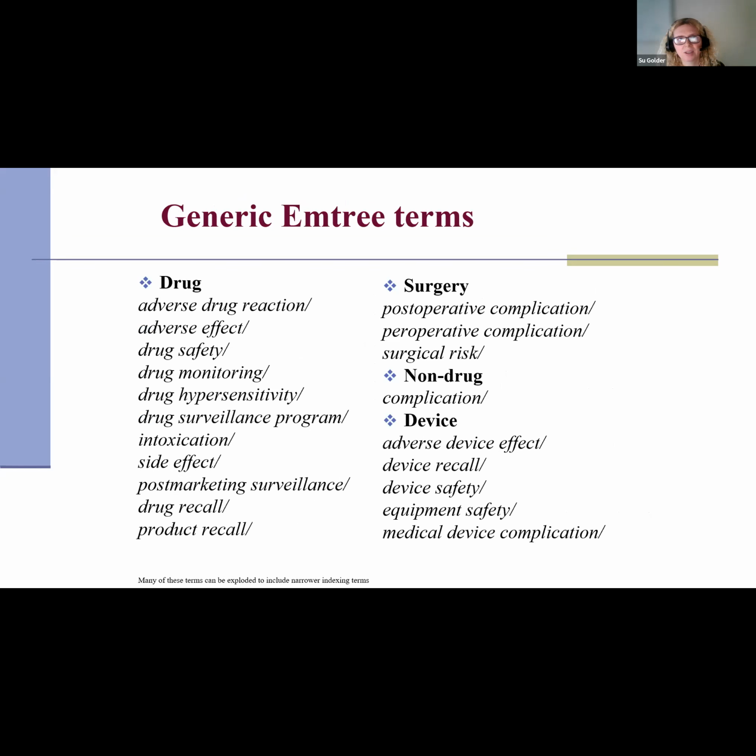The same goes for Emtree. It's not just MeSH, where we've got lots of different terms, and they are very dependent on the type of intervention. So again, different terms if you've got a drug intervention that you're looking at the harms for, or whether it's surgery or a device.